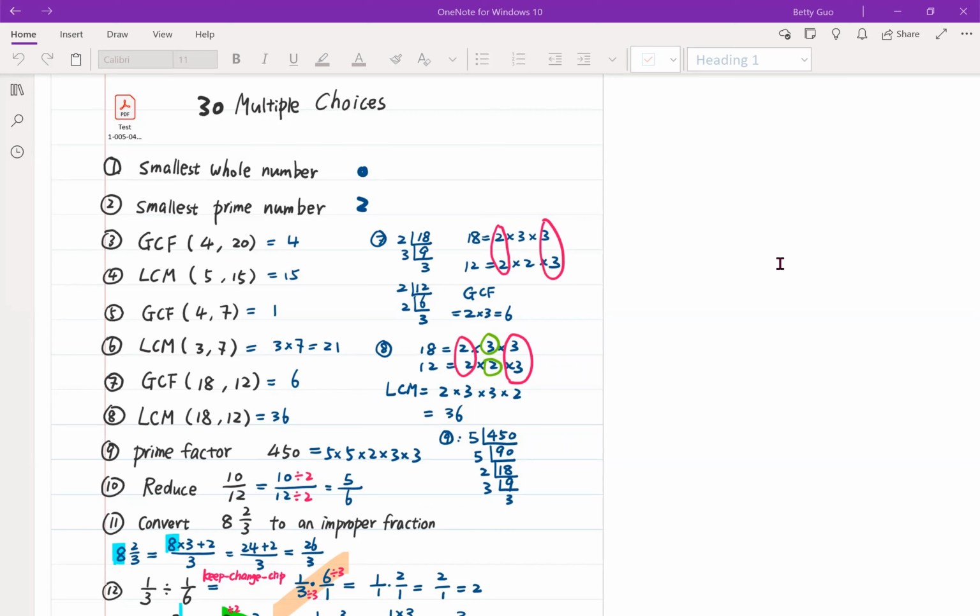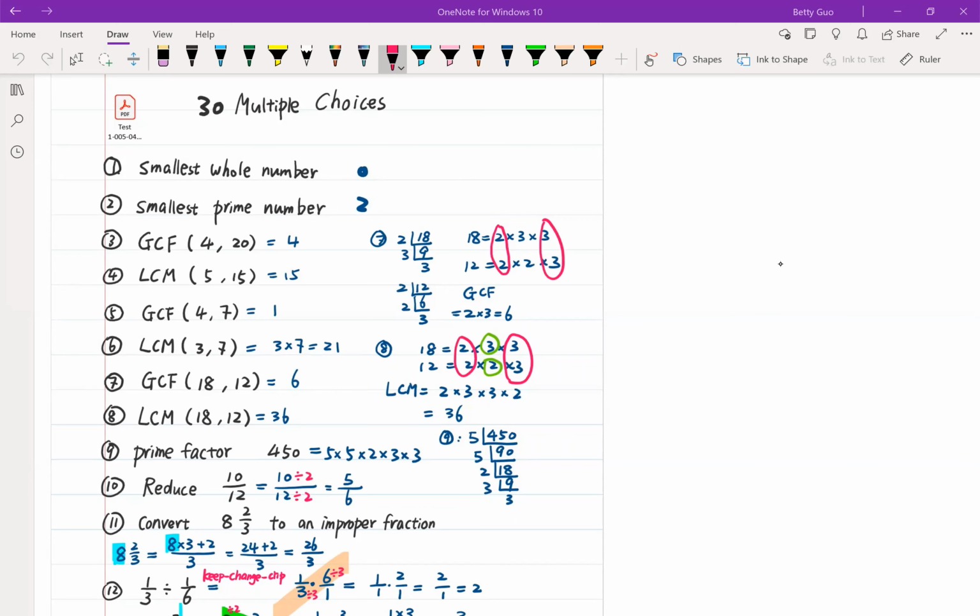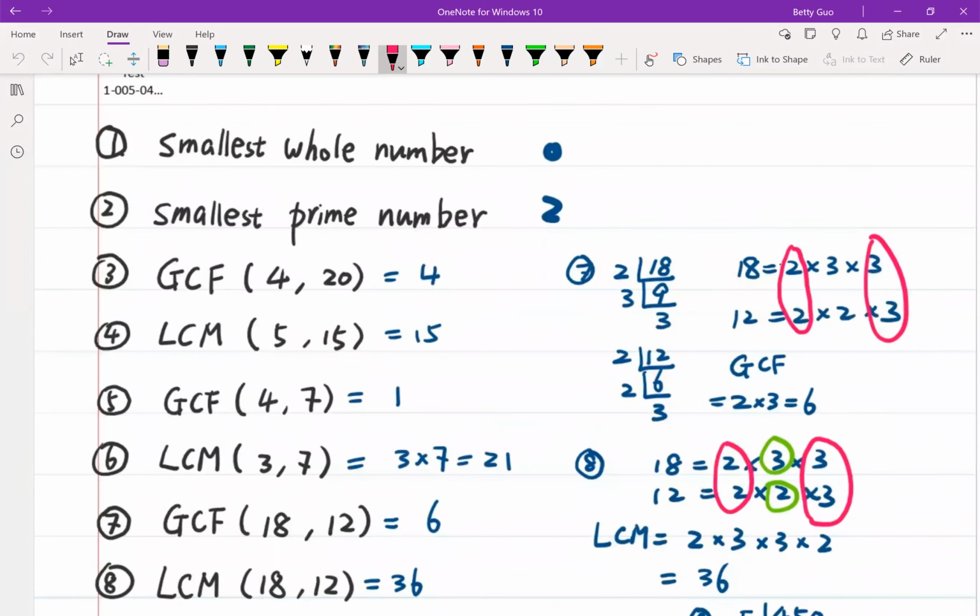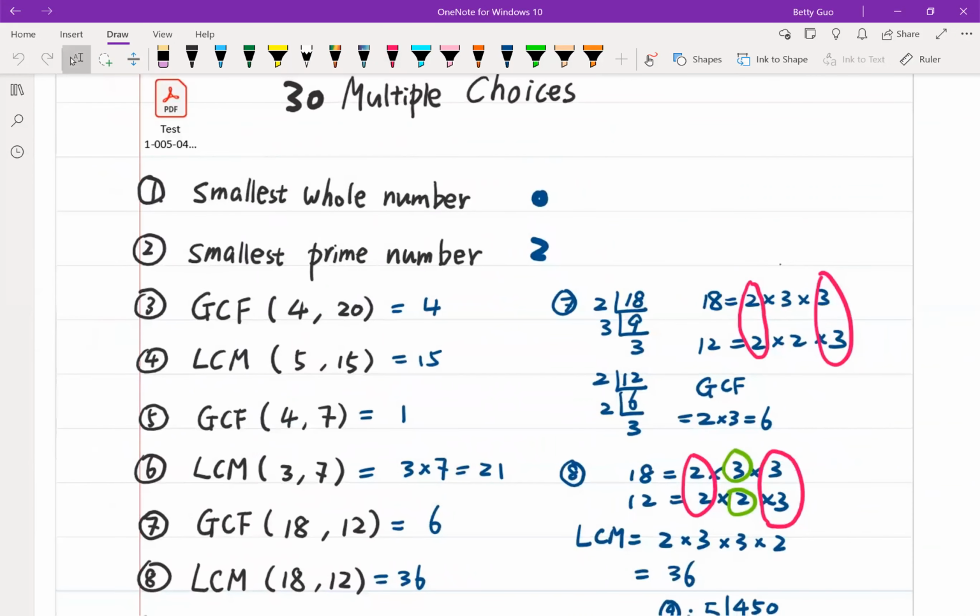GCF is the initials for greatest common factor. This is the special case number 1. 4 and 20. The smaller number 4 is a factor of 20. 20 is a multiple of 4. So the GCF is the smaller number equals 4.